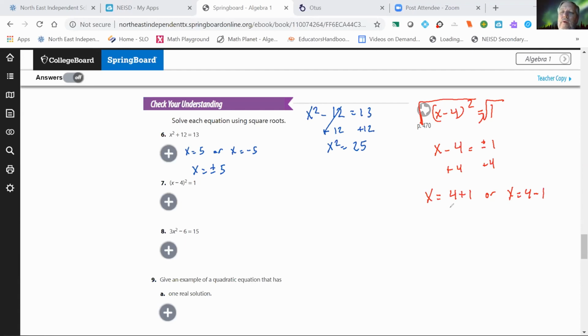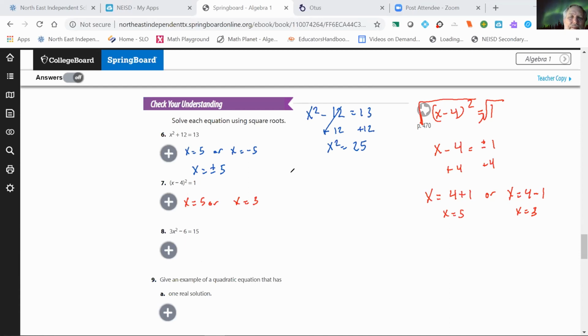Okay, so 4 plus 1 is equal to 5, and 4 minus 1 is equal to 3. So our answers are x is equal to 5, or x is equal to 3. All right, and so item number 8.